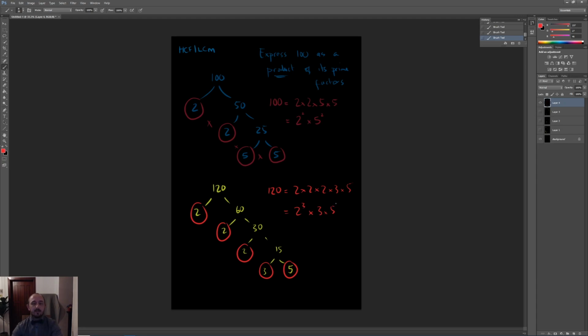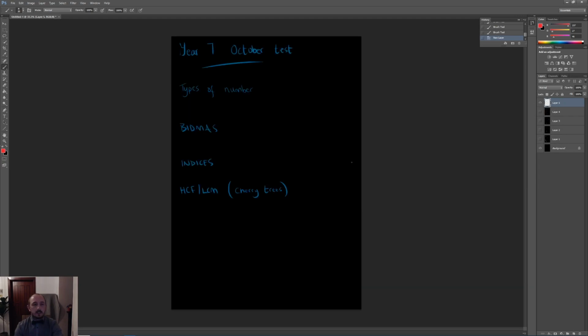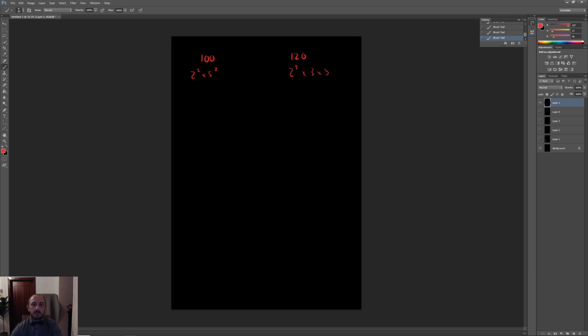Like so. Okay. Now, once we've done this process, we can then start to look at the highest common factor and the lowest common multiple. So, we had 100 and 120, and 100 was 2 squared times 5 squared, and 120 was 2 cubed times 3 times 5. We can use a Venn diagram for both of these. Let's put 2, 2, 5 and 5 for 100, and for 120, we're going to have 2, 2, 2, 3, and 5. Now notice that there are some that are appearing in both.